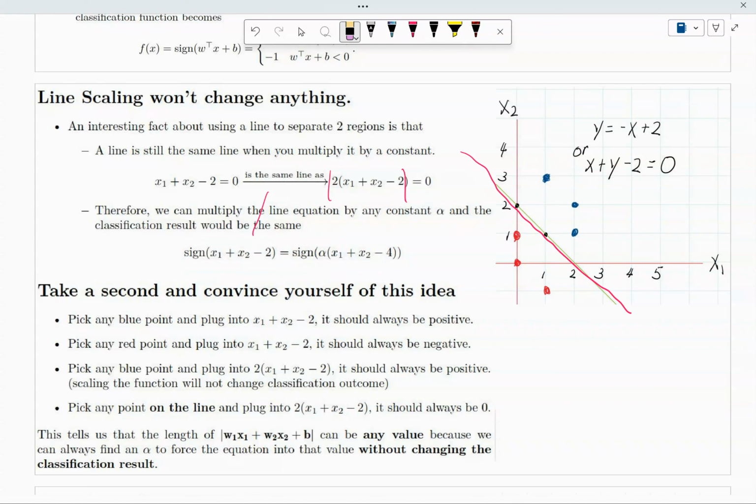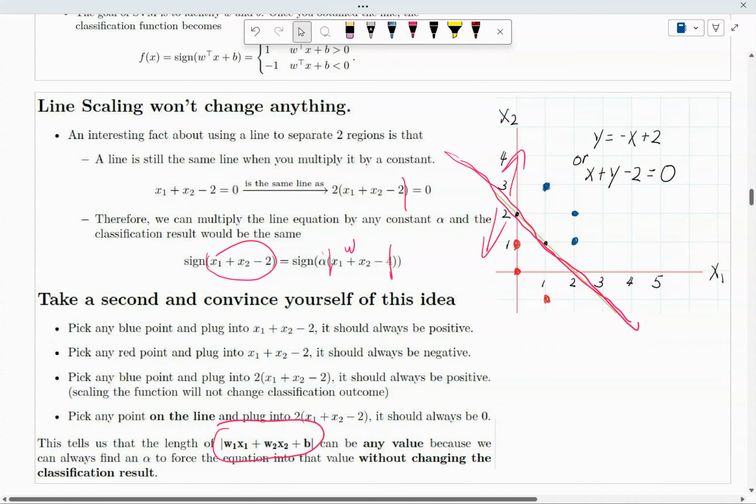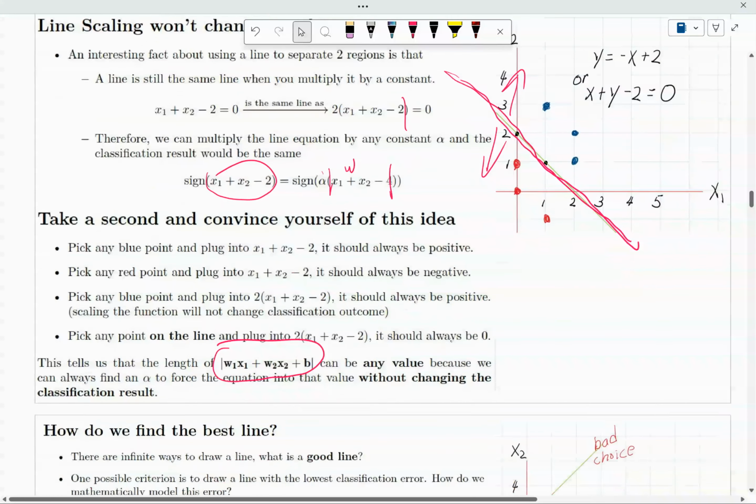So this implies that if you have the line, the W value, the magnitude of this whole thing doesn't really matter, right? This is the equation. The magnitude doesn't matter. You can multiply by anything you want, and it will still be the same line, right? So this will stretch the line, but it won't change whatever's above and below, and therefore the classification won't change. So that's the second thing you need to realize about lines.